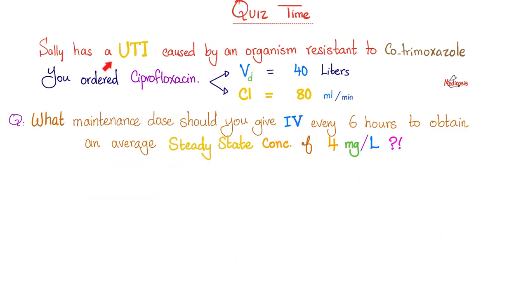Quiz time number 2. Same Sally, same UTI, same drug resistance. You gave ciprofloxacin, volume of distribution is here, clearance is here. What maintenance dose should you give Sally intravenously every 6 hours? This is an IV bolus, not a continuous IV infusion, to reach an average steady state concentration of about 4 milligrams per liter. Please pause.